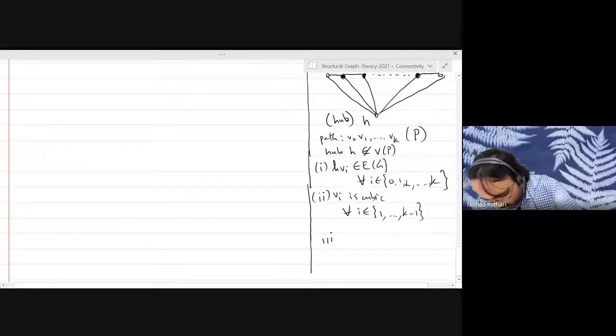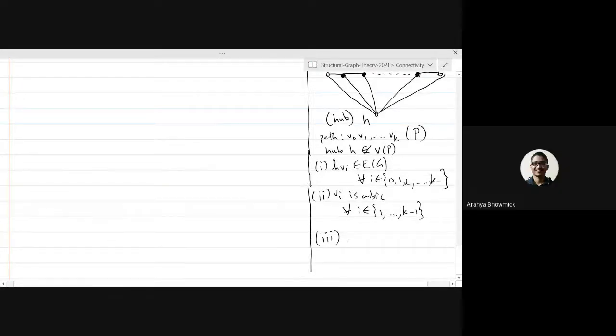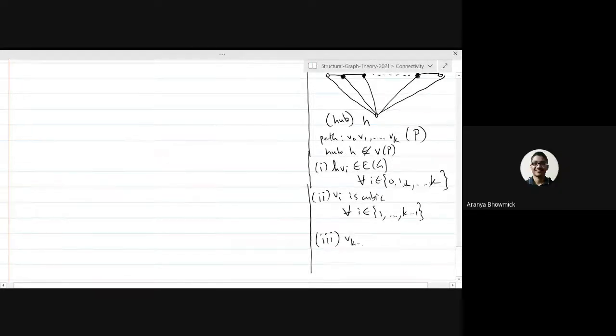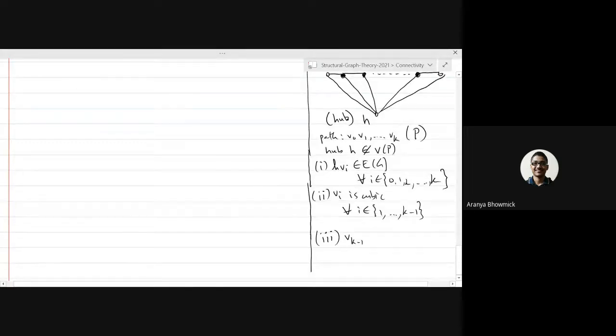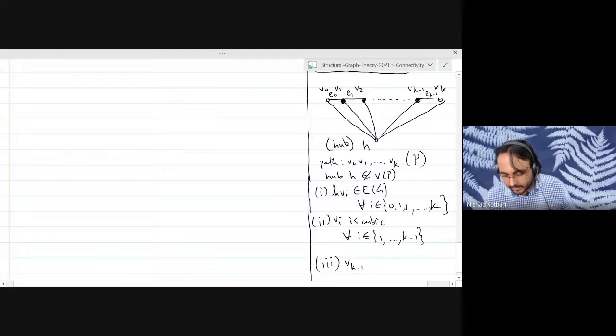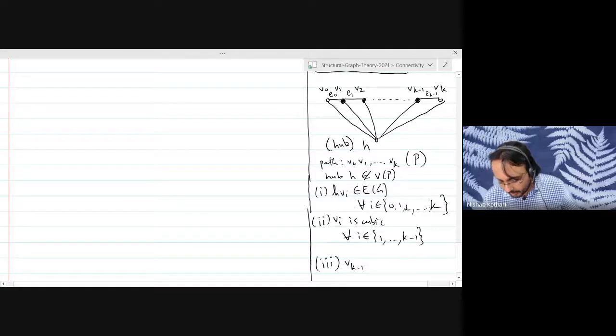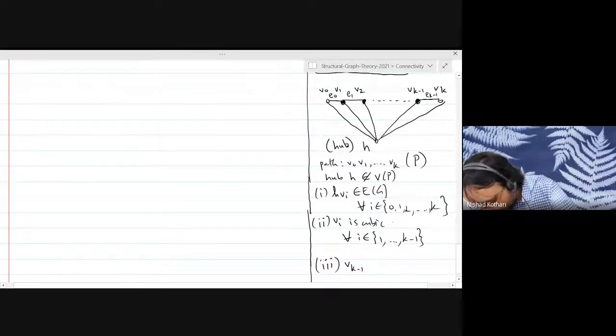The condition 2 follows. Why does it follow from 1? Because since we have a path, every internal vertex of a path has degree 2, and we know that H is adjacent to every vertex of the path. That means... But why can't it have degree 100? No, it can have degree 100. Then it can be adjacent to some other vertex. Right. So it is cubic in the graph G.